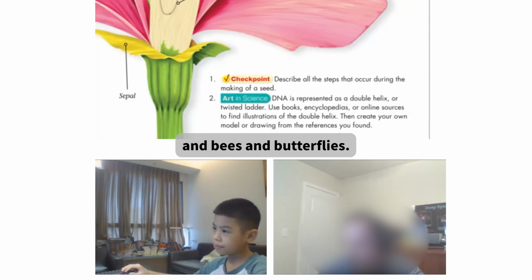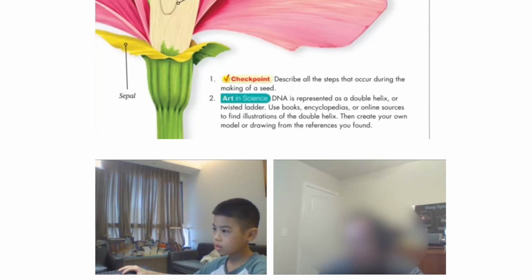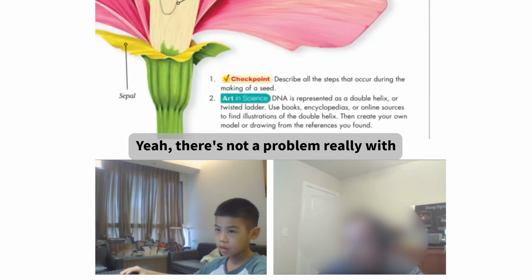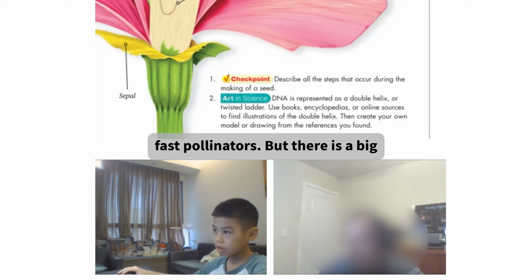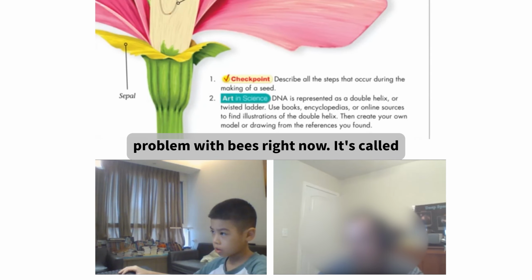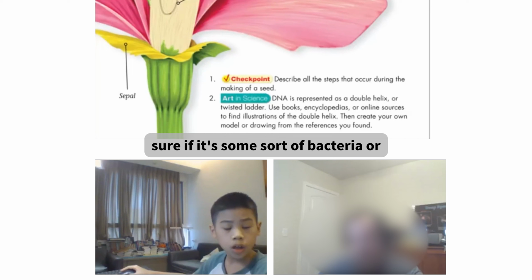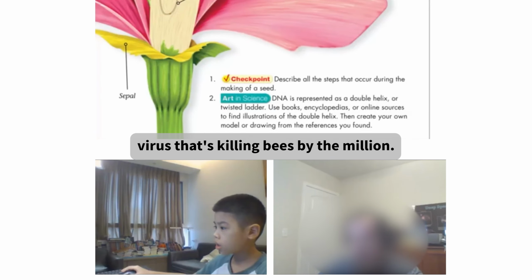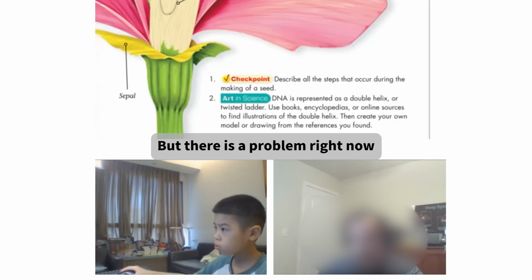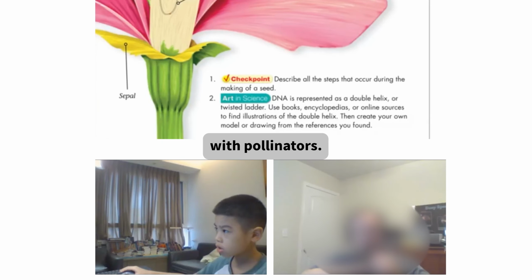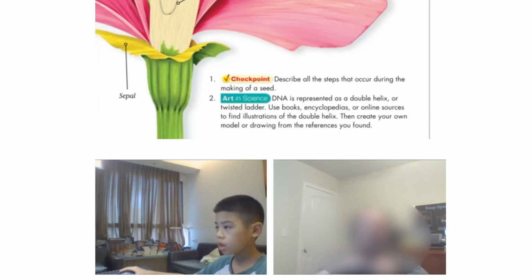Bees and butterflies? Yeah. There's not a problem really with butterflies other than they're not very fast pollinators. But there is a big problem with bees right now. It's called colony collapse disorder. And they're not sure if it's some sort of bacteria or virus that's killing bees by the million. But there is a problem right now with pollinators.